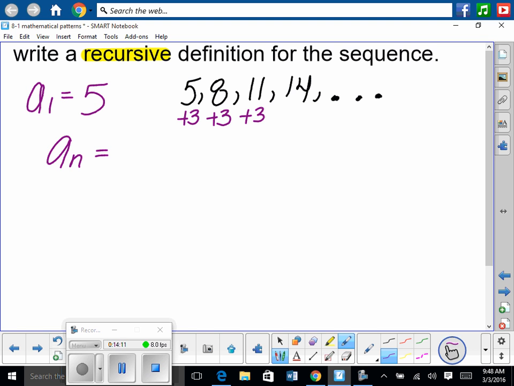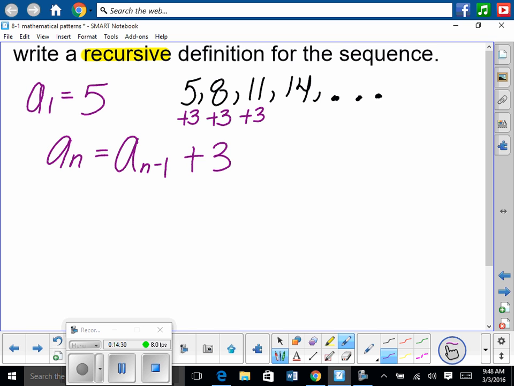Wouldn't it be true to say you take the previous term and add 3? You take this term and add 3. So you take the previous term, a sub n minus 1, and then you add 3. And now that's our recursive definition.